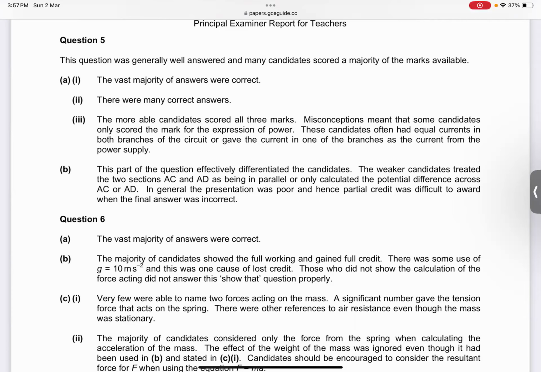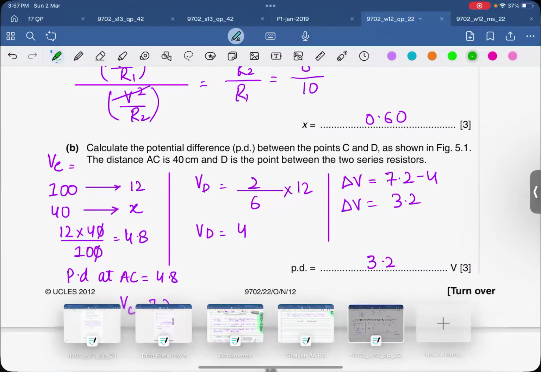And if you are talking about the potential at any specific point, so we calculate the remaining potential coming at that point. Okay, is that clear? Yes sir. So the general representation was poor, and hence partial credit was given. Partial credit was difficult to award when the final answer was incorrect. Okay, fine. चलो भैया, क्लियर हो गया.